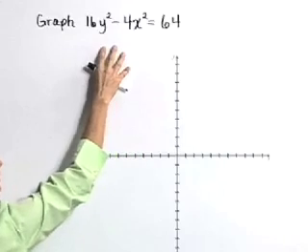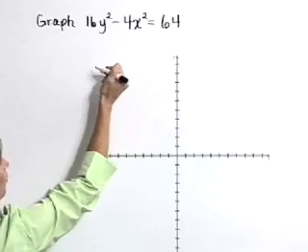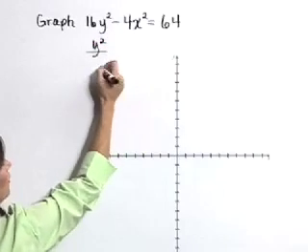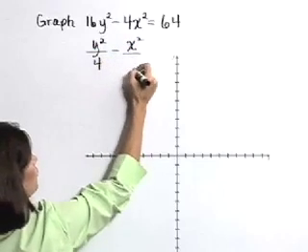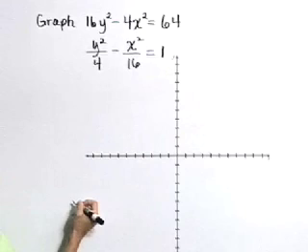Let's start by putting this hyperbola in its standard form by dividing each term by 64. Thus we'll have y squared over 4 minus x squared over 16 is equal to 1.